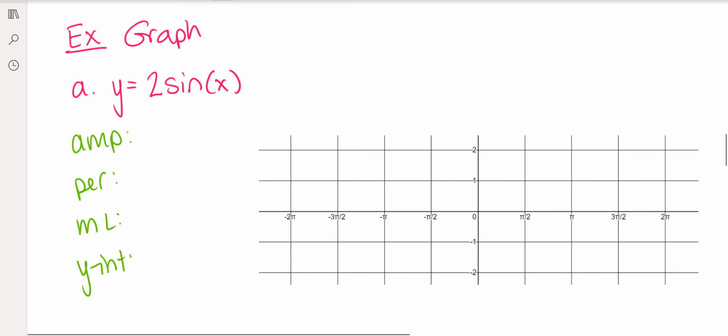I'm going to go ahead and do that. Amplitude is 2. Period is 2 pi. Midline is y equals 0. And the y-intercept is 0, 0. Are there any questions on those 4 things?